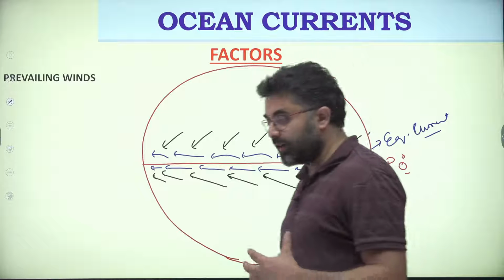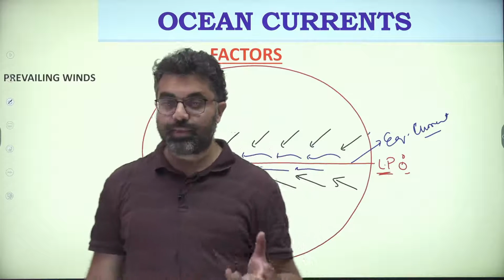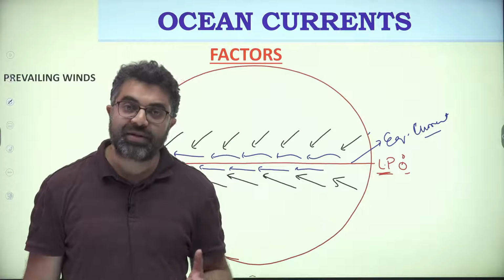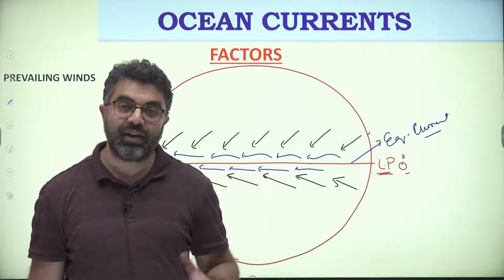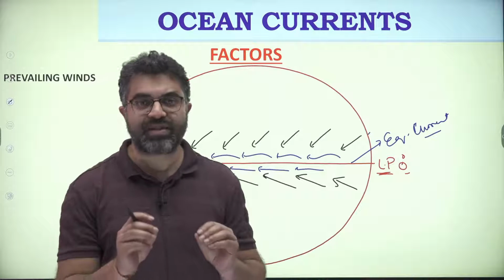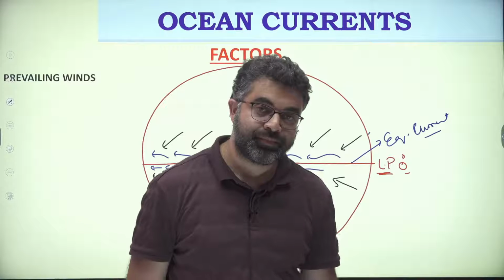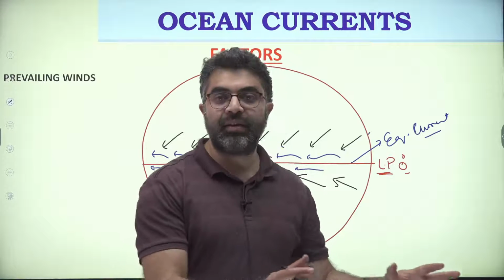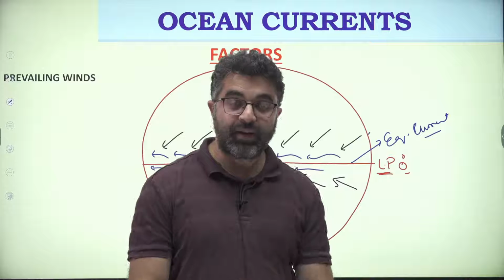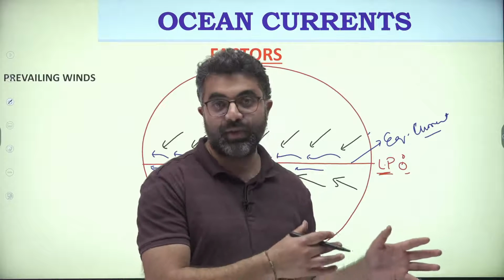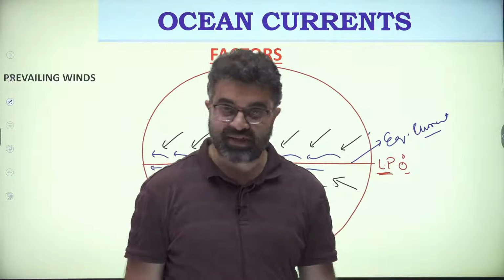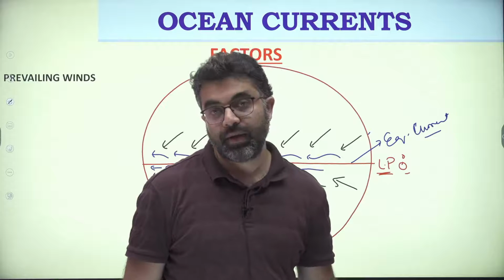We'll see it later, whether it's a warm current or a cold current, and what happens when they move from one direction to another. Right now, just focusing on why and how currents move. Why do they move from one region to another? So at the equator, winds take this water from east to west.